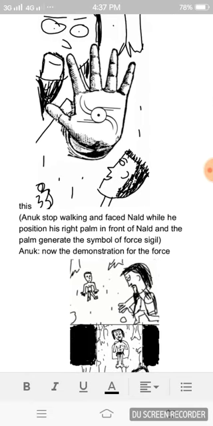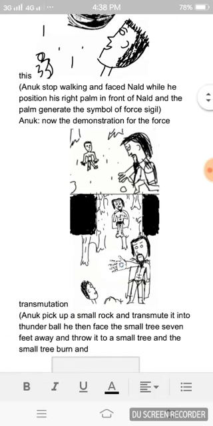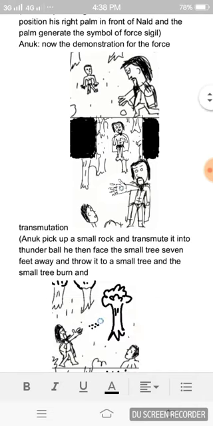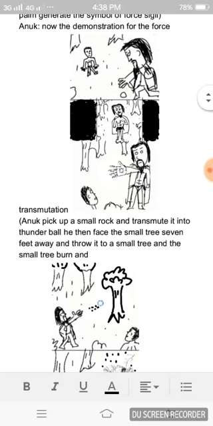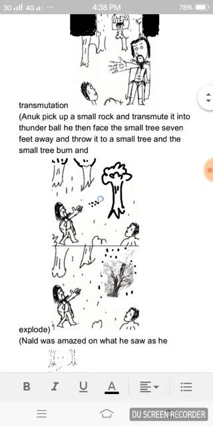Anuc stopped walking and faced Nald, while he positioned his right palm in front of Nald, and the palm generated the force, the symbol of force sigil. Now for the demonstration of the force transmutation. Anuc picked up a small rock and transmuted it into a thunderbolt. He then faced the small tree 7 feet away and threw it at the small tree. The small tree burned and exploded.